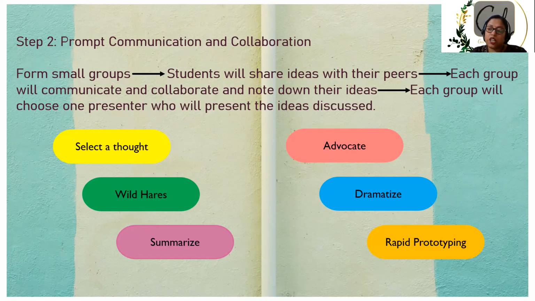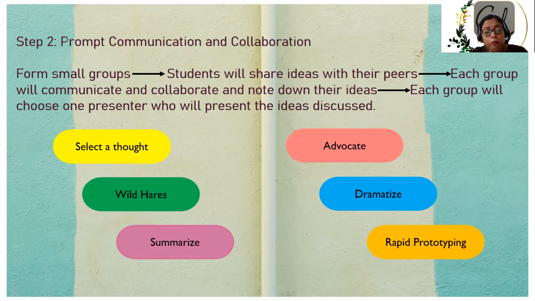Or if I'm teaching about the nucleus, I will ask them what exactly they are finding more interesting in this particular topic. So this is the select a thought kind of prompt, where they will start thinking and come out with their ideas. I'm not talking about presentation; they will jot down their ideas.